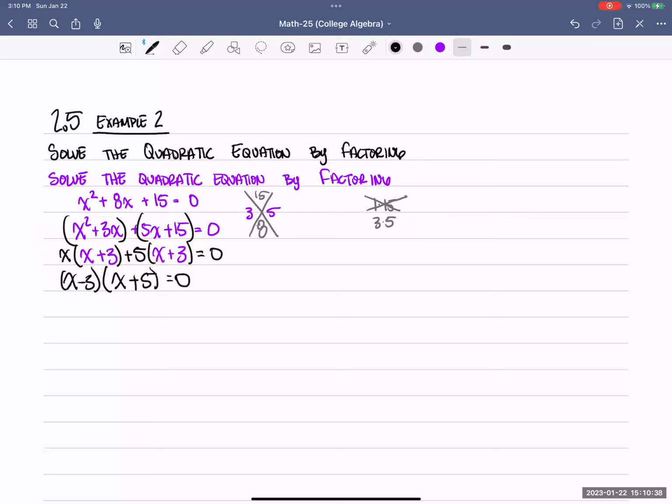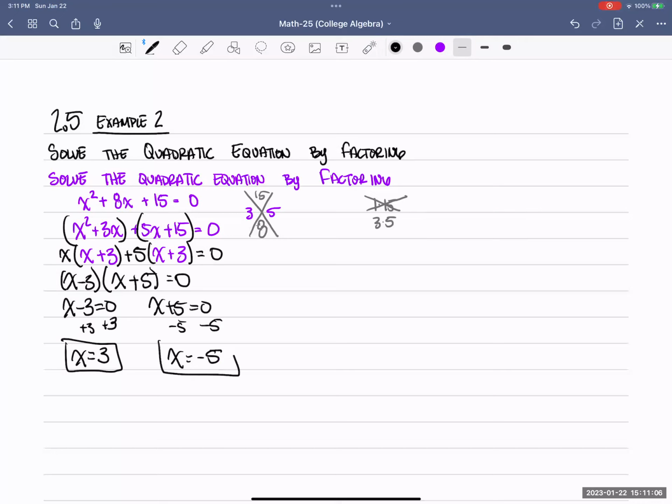From here, we could use our zero product property as we did in the first example. So setting each of those equal to 0, and subtracting 3 from both sides, we're just going to solve for x in each of those parts. And we're left with x equals negative 3. Subtract 5 from both sides, x is equal to negative 5. So our solution set is going to be x is equal to negative 5, comma negative 3.